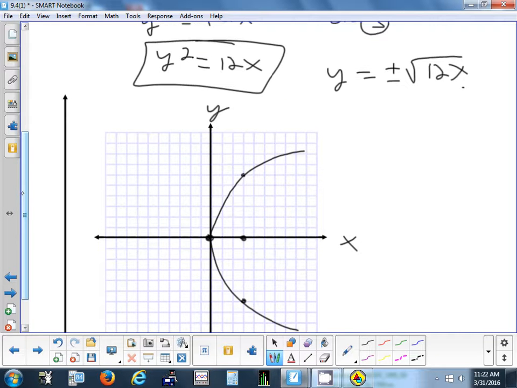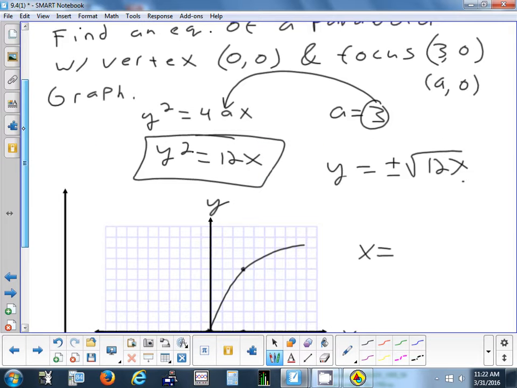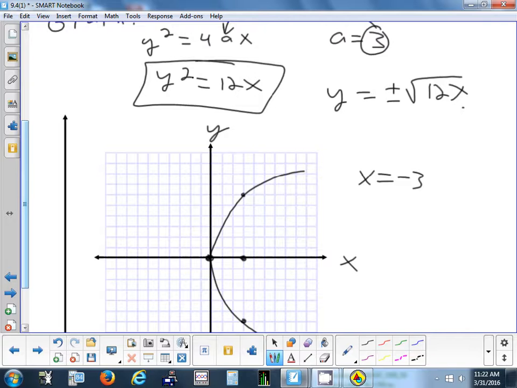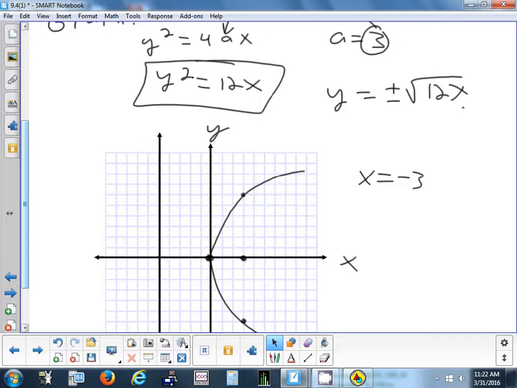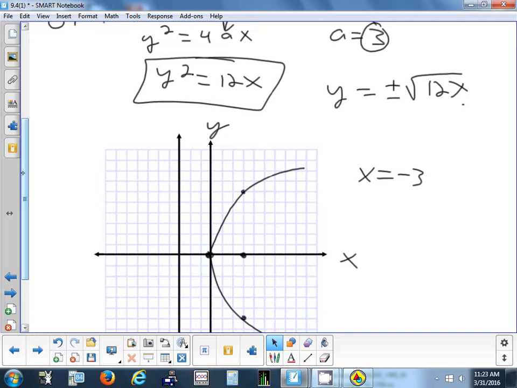Now, where would the directrix be? What's the formula for the directrix in a parabola opening right? X equals what? Negative a. So the directrix is at x equals negative 3. X equals negative 3 is a vertical line right there. That's your directrix. Any questions on that? All right, so I always try to figure out which way the parabola opens, and then it tells me which formula in the table to use.